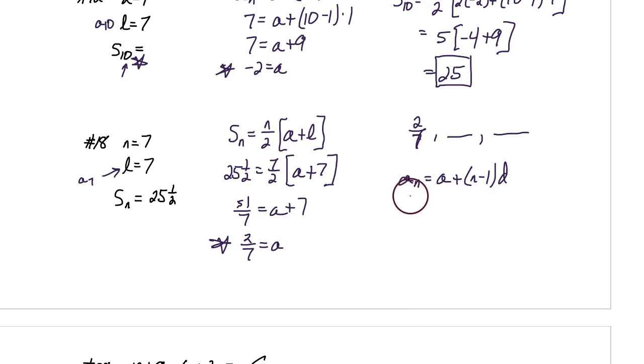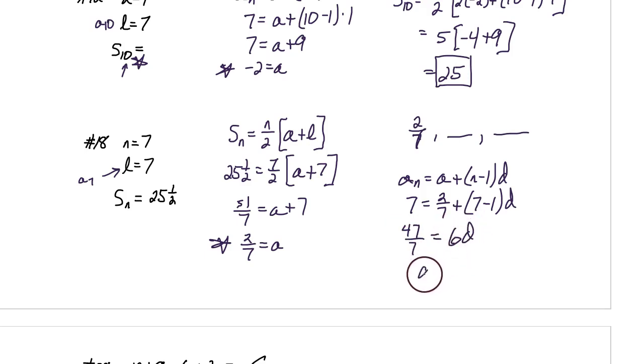For A sub n, let's fill in 7. For A, 2/7. For n, 7. And then D becomes the letter that we don't know. Now let's solve this for D. So first thing, subtract 2/7 from both sides. That makes 47/7. And that's equal to 6D.